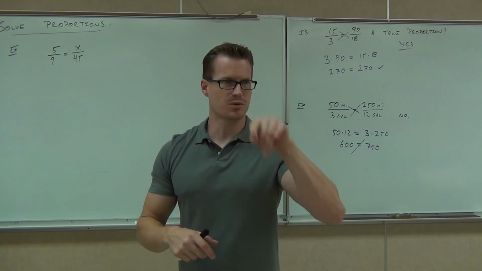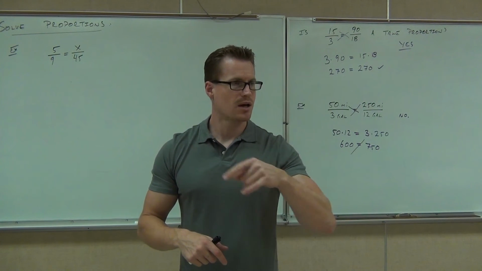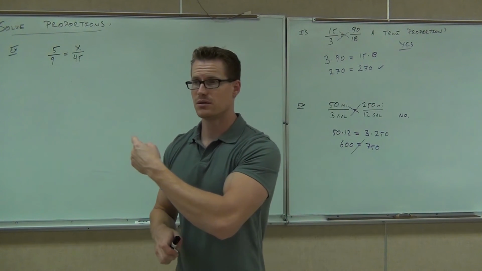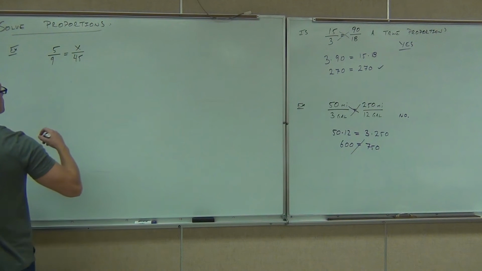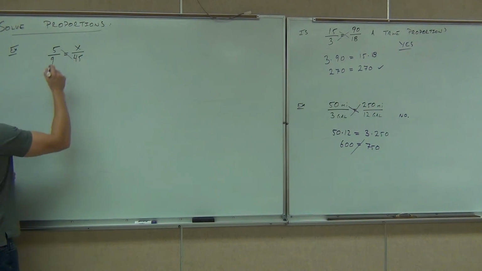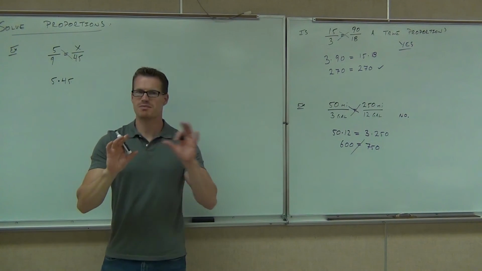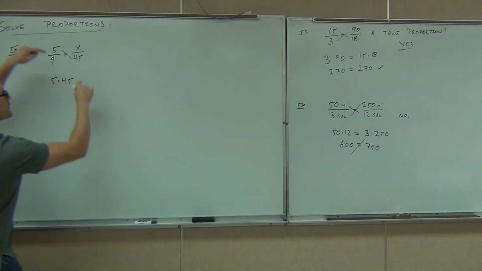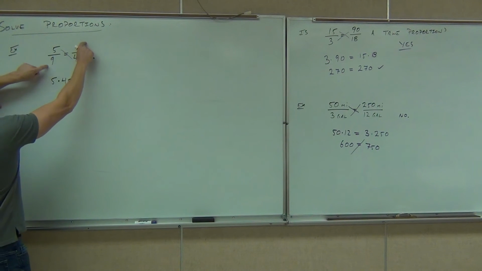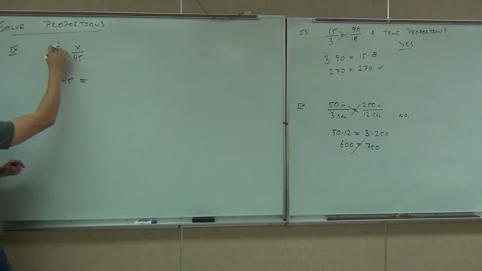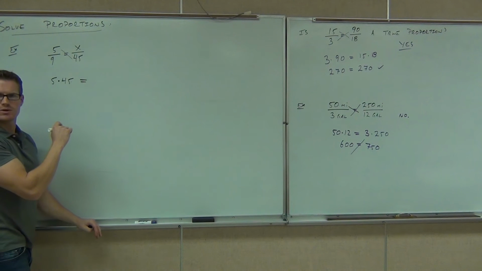You guys know the whole cross multiplication thing? Cross product? Can we find the cross product here? What two numbers need to be multiplied together? 5 and 45. Okay, so we do 5 times 45. It does not matter what side that goes on for your equation. It doesn't matter at all. As long as you're multiplying these two and these two. So you could have 5 times 45 equals, what's the other one?